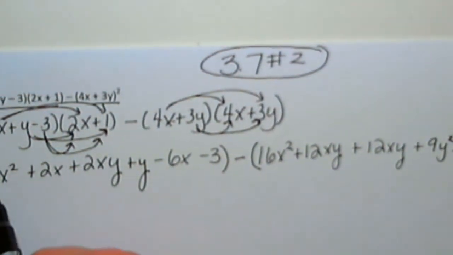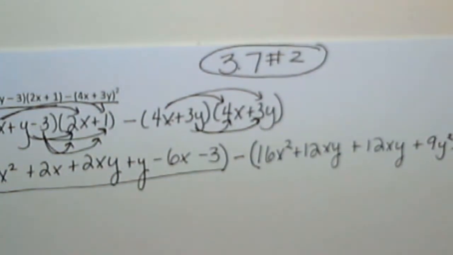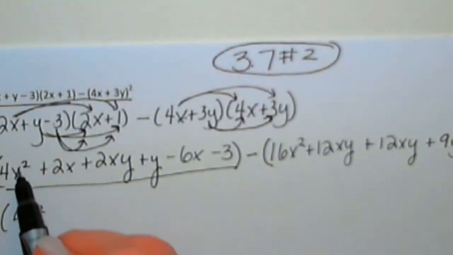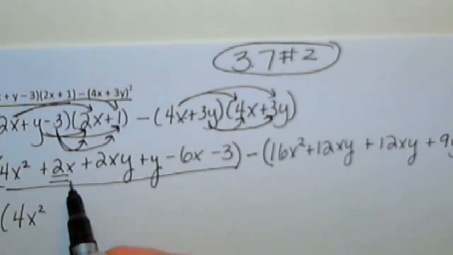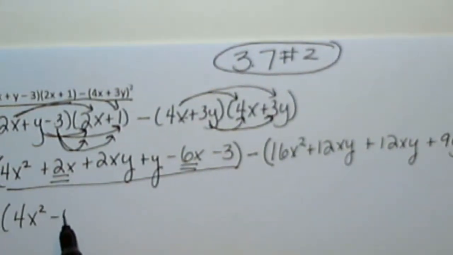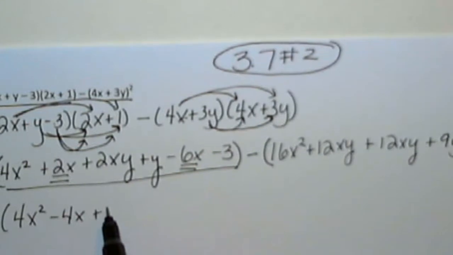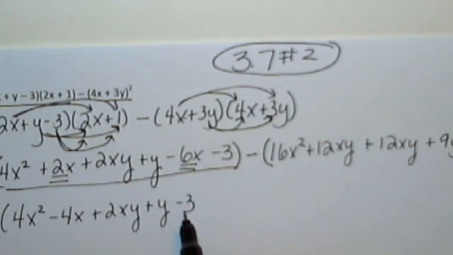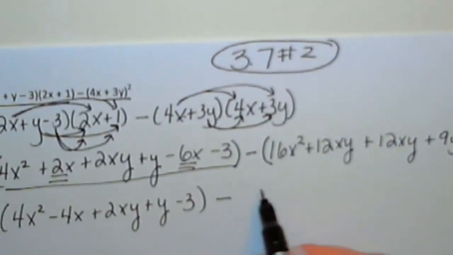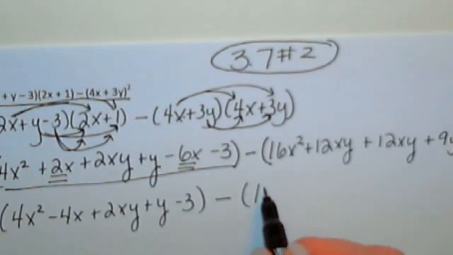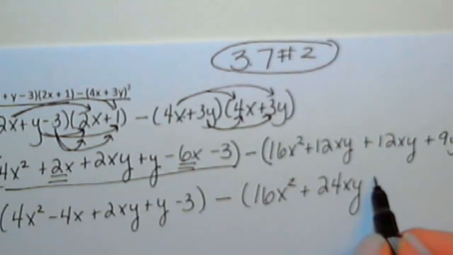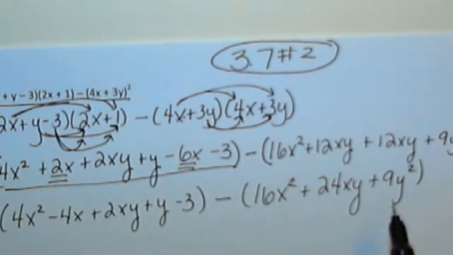So let's simplify what we have in our first bracket here. Okay, so I have a 4x squared. That can't go with anybody. I have a plus 2x and a minus 6x, which is minus 4x. This plus 2xy can't go anywhere, or the y, or the minus 3. Minus, now what about inside here? 16x squared plus 24xy plus 9y squared.